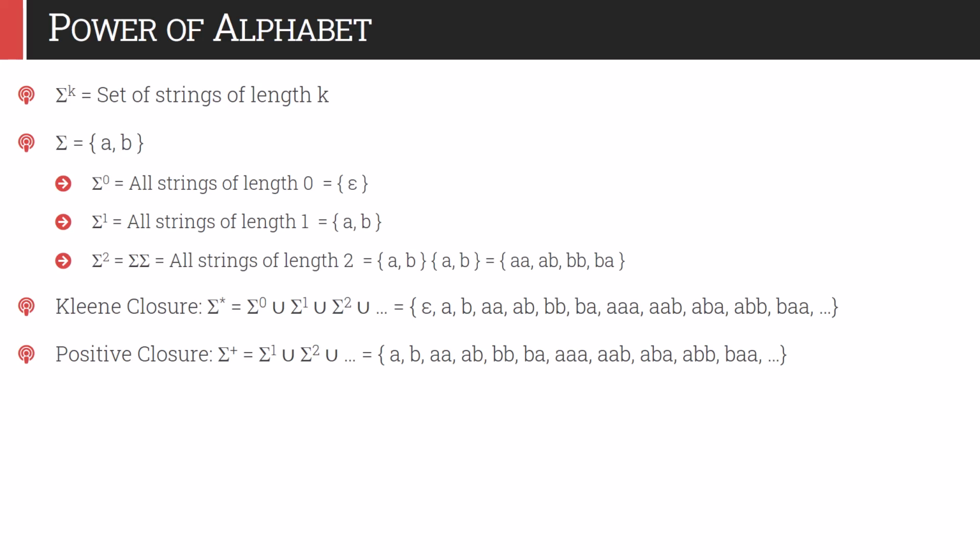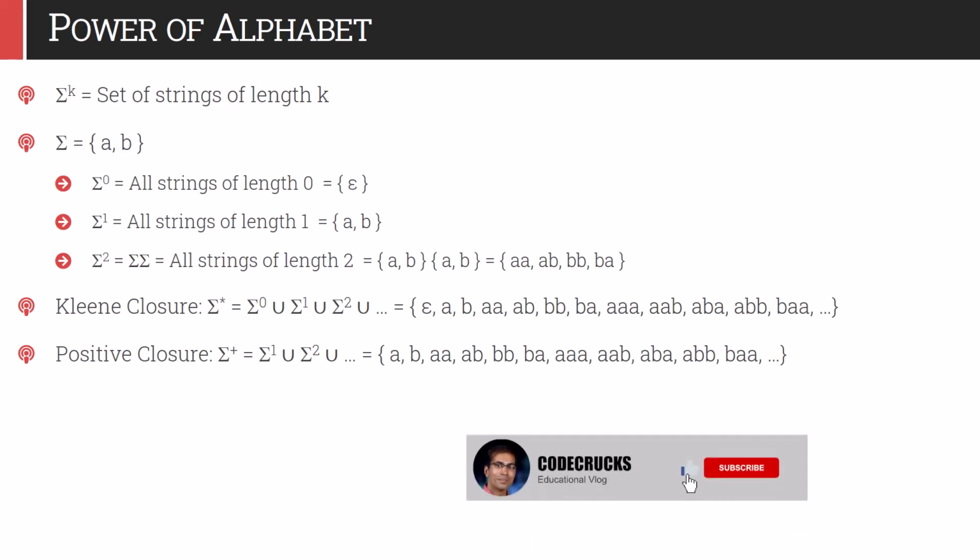There is another notation which is called positive closure, and it is defined by sigma plus. So positive closure is just a little bit of a modification of Kleene closure. In Kleene closure, epsilon is a part of the language. In positive closure, epsilon cannot be part of the language. That's the only difference. Okay? So the null string is not allowed in positive closure. Otherwise, everything is the same. So sigma plus is written as sigma power 1 union sigma power 2 union, and goes on. So our language would be A, comma B, AA, AB, BA, BB, then AAA, AAB, ABA, and so on. All the possible strings that we can construct using A and B.